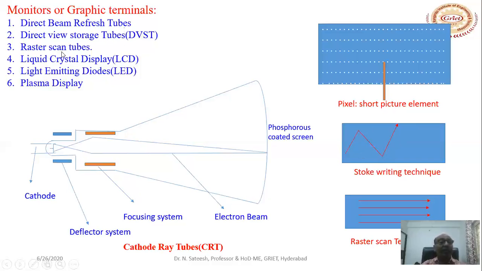And coming to the third one, the raster scan technique. It is what we can call digital TVs or digital display devices.